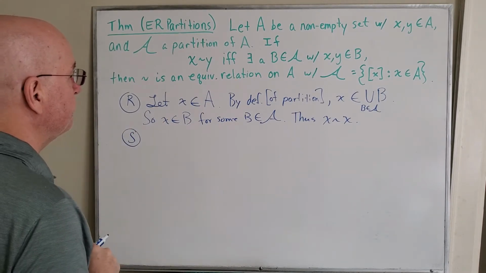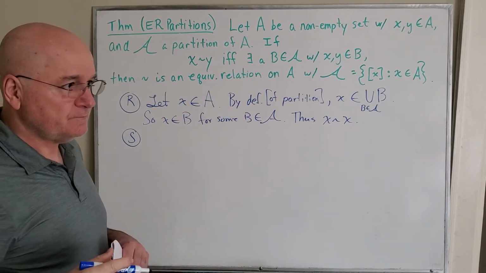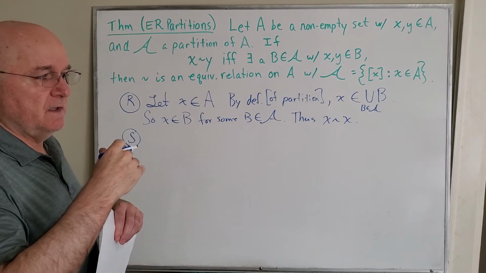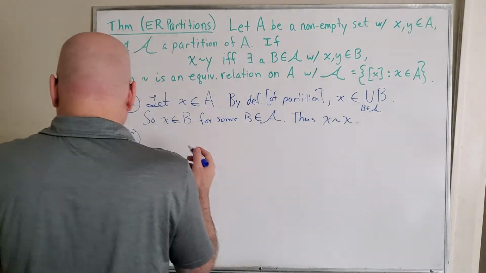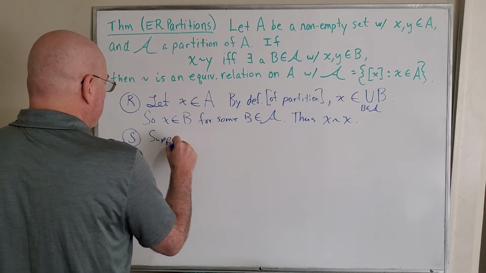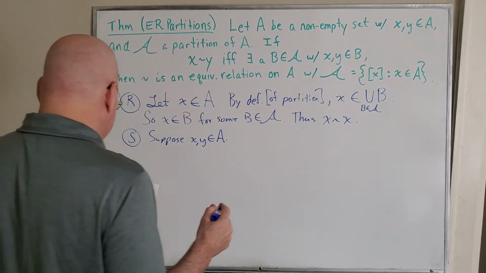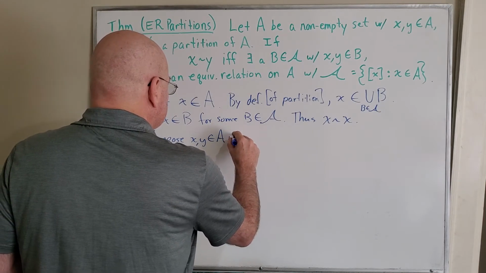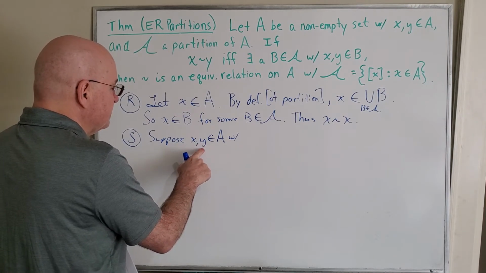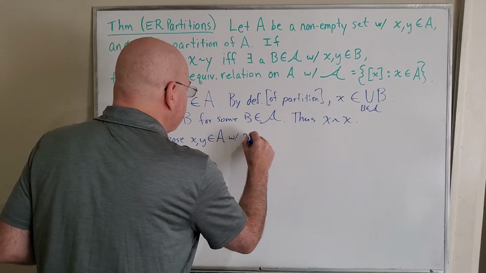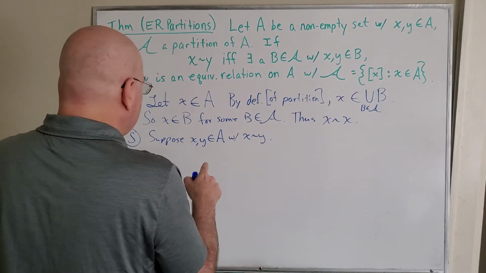Now symmetric. Symmetric means that if X and Y are in capital A, actually I should say if X relates to Y, then Y relates to X. So suppose X and Y are in A. Well, not all elements in A are related to each other. So I'm going to say, suppose X and Y are in A with X related to Y. We're going to have to show that Y relates to X. Okay.